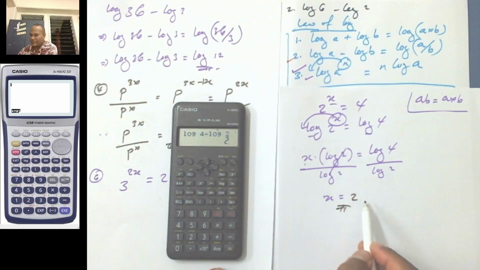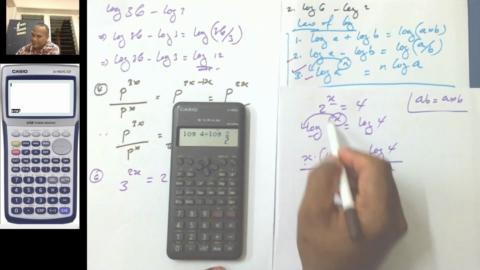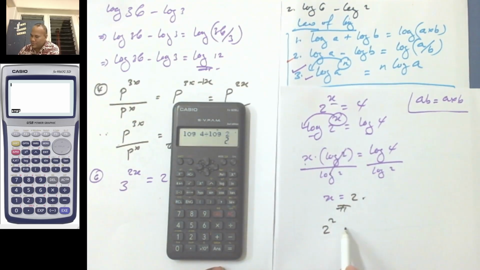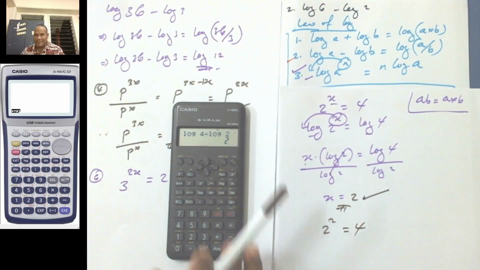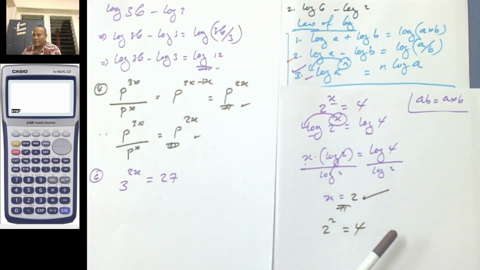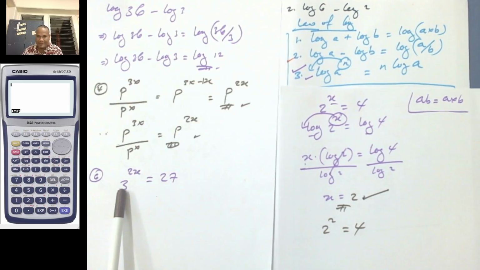So take this 2 and plug it in here. So 2 squared, what is 2 squared? Yes, 2 squared is 4. Then this is right. We use this concept here.